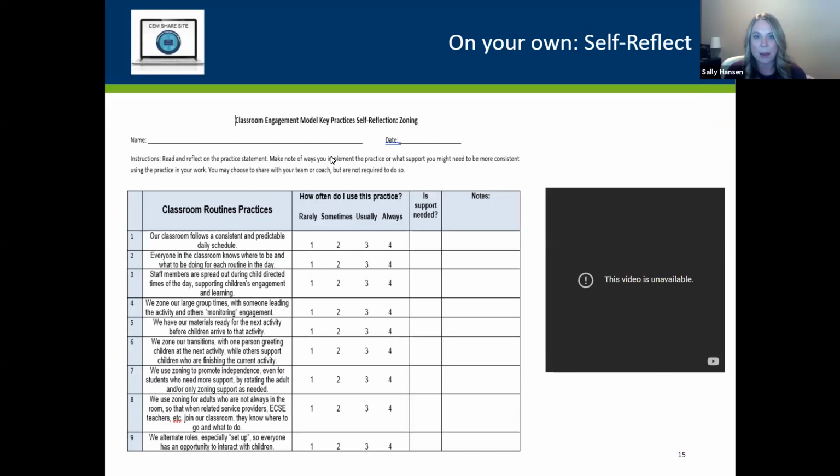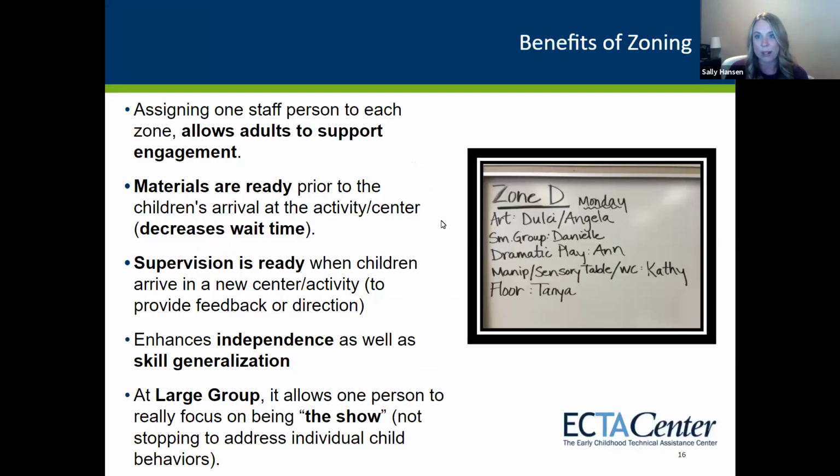You can start by self-reflecting, finding this on the CEM share site or talking to your coach. The evidence-based practices that help us with zoning are listed in the zoning self-reflection chart, and you can determine with what frequency you use these and if you need any support.